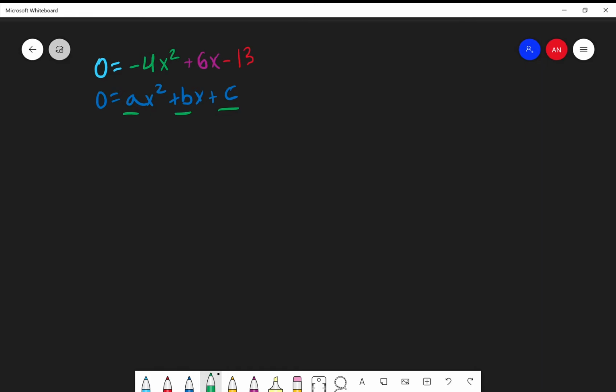Okay, so let's find the variables a, b, and c. They're already in the original equation. A is negative 4, because it's formatted the same way. Same with b, b is 6, and c is negative 13.